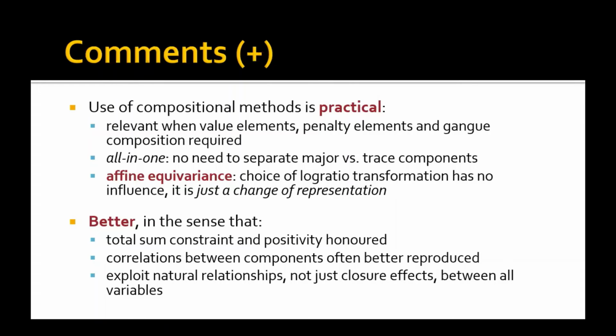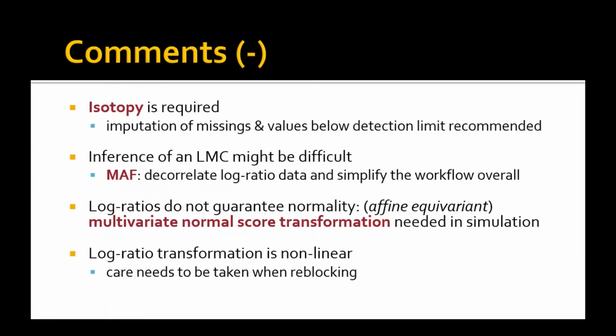And finally, we can also sometimes use specific types of variables to exploit natural relationships. I mean, there are other versions where you use what is called an amalgamation, which might be more complex chemical compounds that get used. But on the other hand, there are also, of course, like always, downsides. One of them is the need for isotopy. In other words, we need to know the values of every variable at each location that is in our sample set.